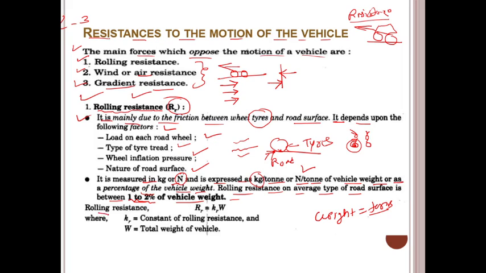If we calculate with a formula, rolling resistance R equals KR into W. This KR is the constant of rolling resistance and W is the total weight of the vehicle. So this is the simple formula, guys. By using this formula we have to calculate the rolling resistance. Okay, now another concept, guys.